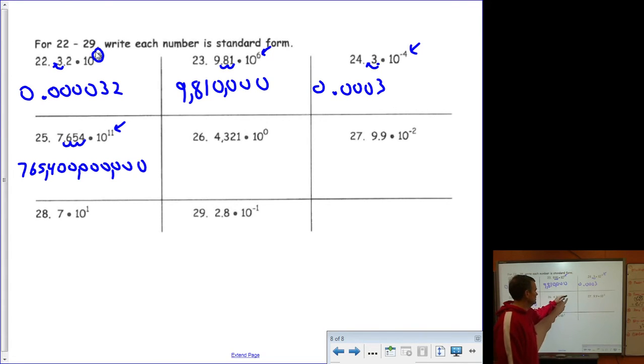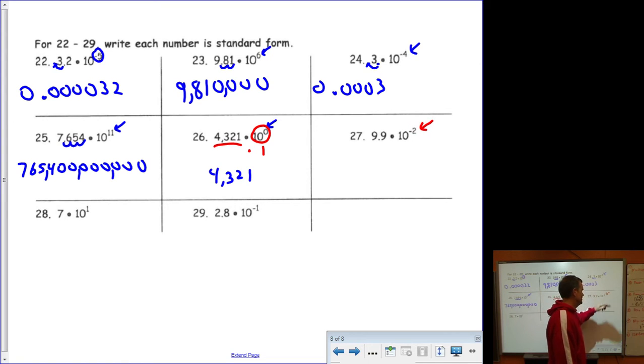In number 26, I'm going to be moving the decimal 0 spots. So this is still just going to be 4,321, and I'm not moving the decimal at all. That makes sense because 10 to the 0 power is actually equal to 1, right? Anything to the 0 power is 1. So this is really 4,321 times 1. 4,321.